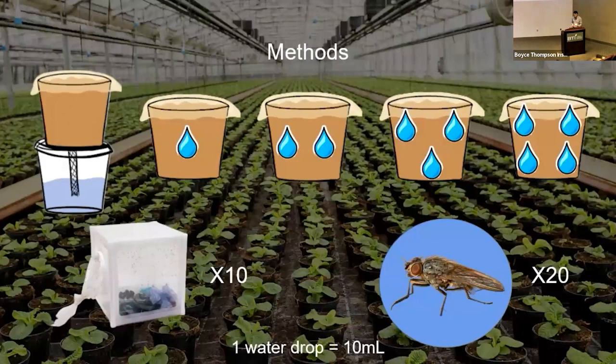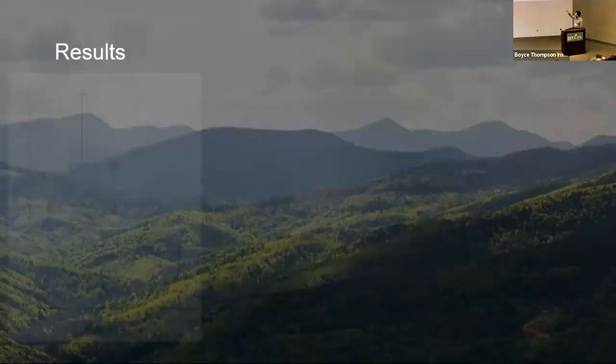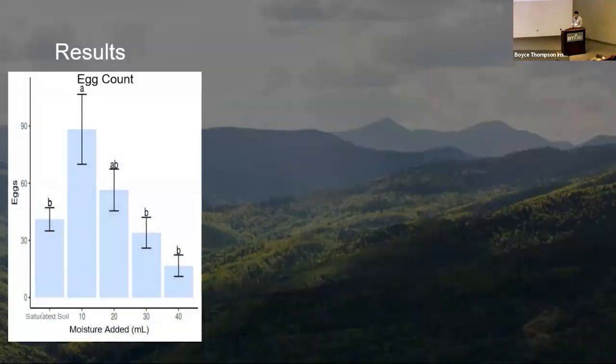So our control was hydrated by wicks. That's our saturated soil. Then we added 10, 20, 30, and 40 milliliters respectively. And our cage setup was the same as before. And this is what we found. So with respect to our egg count, they actually preferred the 10 milliliters the most, which we didn't expect.